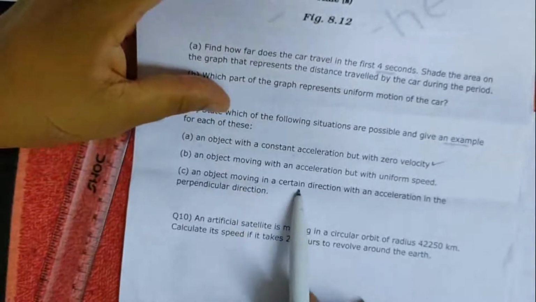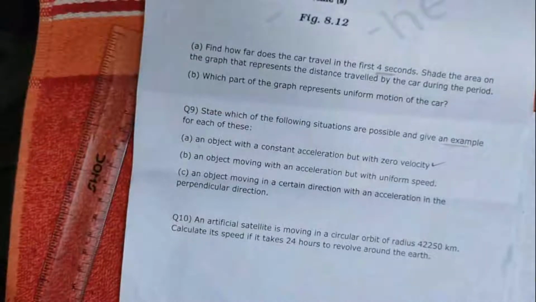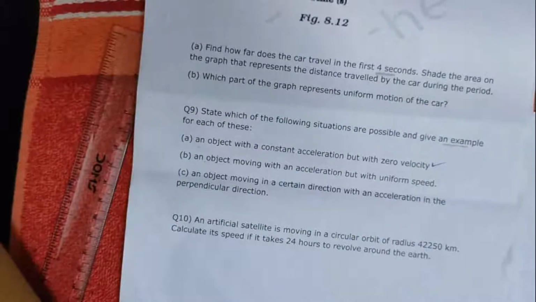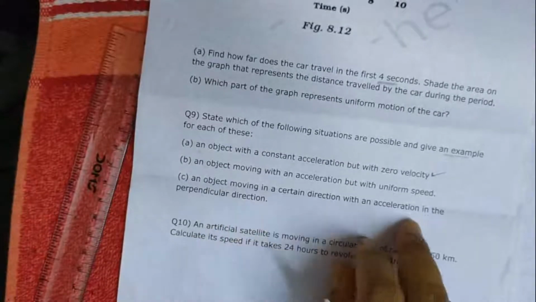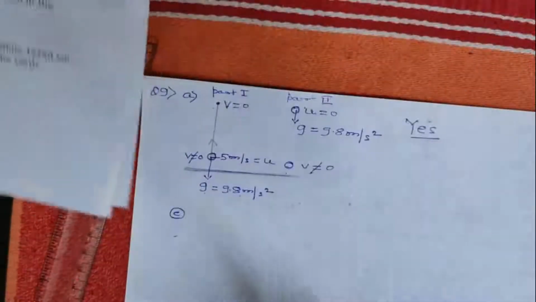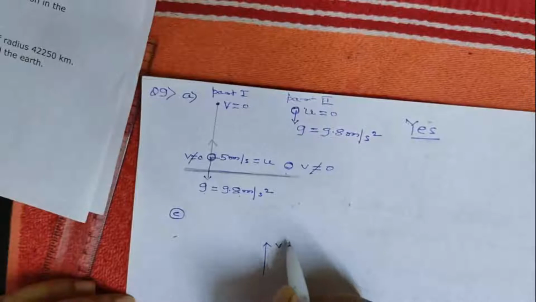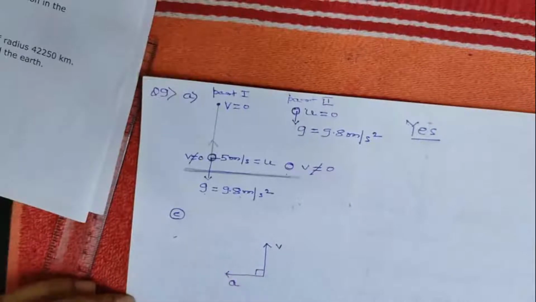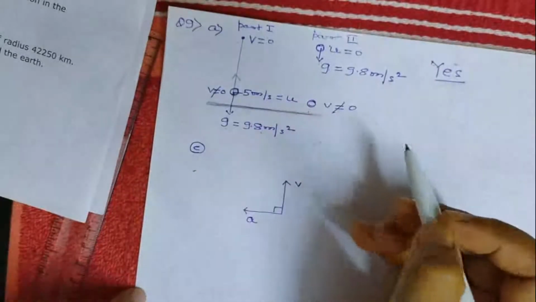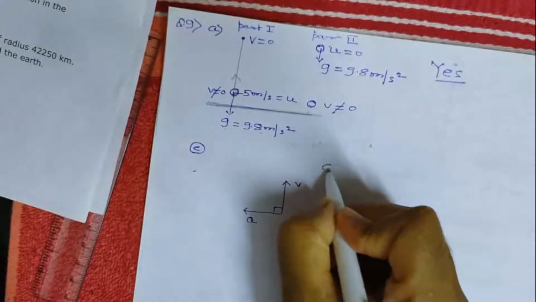An object moving in a certain direction with an acceleration in the perpendicular direction. So is it possible, guys? What it says is that the velocity of the object is in this direction and acceleration acts in a perpendicular direction. Is it possible? I think this is possible. Yes, this is possible. Circular motion, this is absolutely possible.